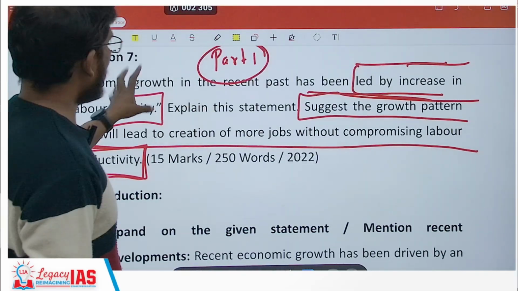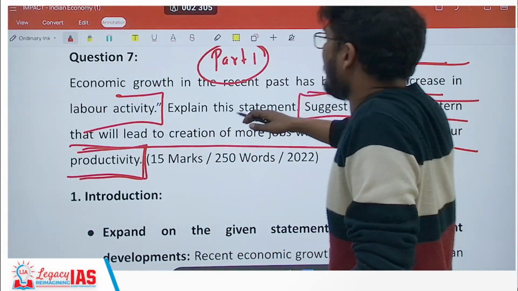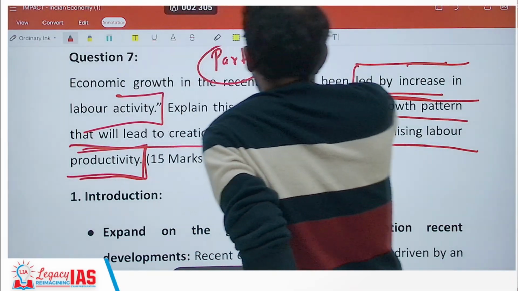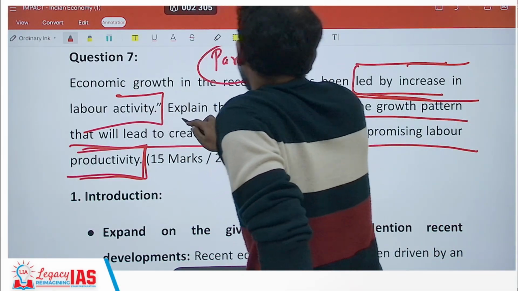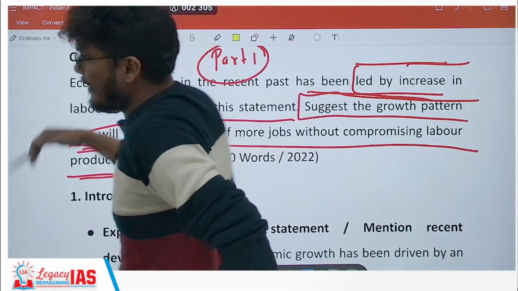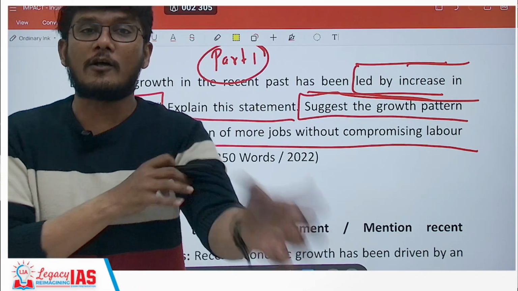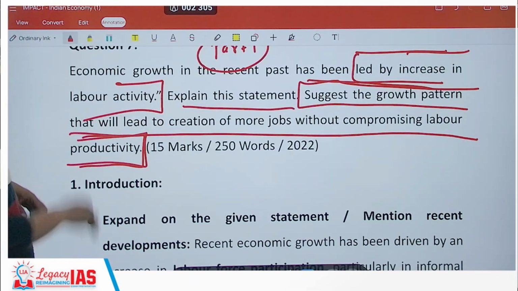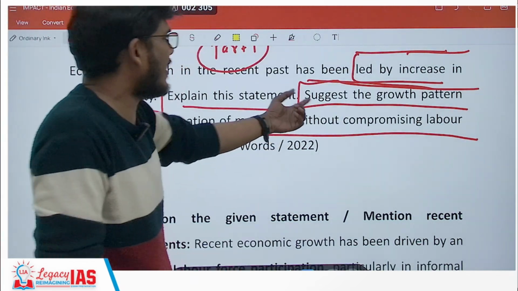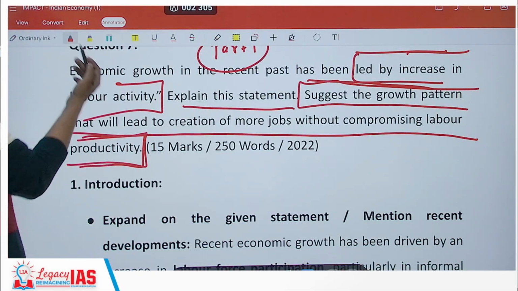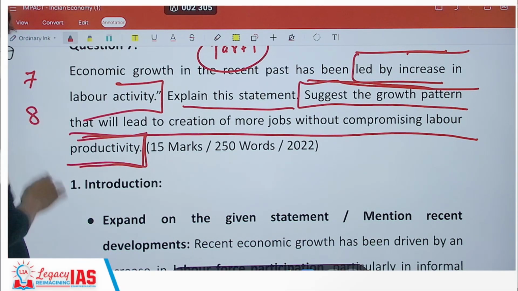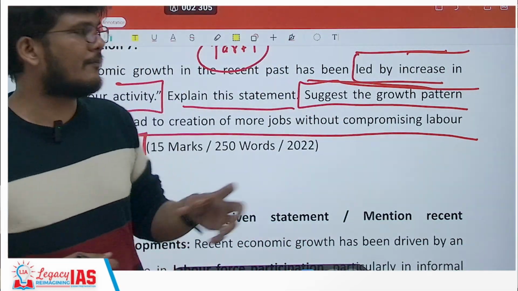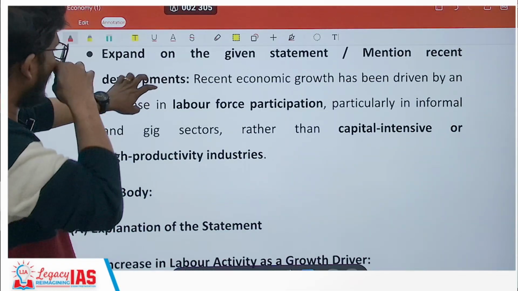Now here there are two parts. So again the question comes, out of 15 marks, what is the weightage? So if you look at this, economic growth in the recent past has been led by increase in labor activity. Explain this statement. Now this statement, to explain this also you will require a lot of analysis. So it is not just 2-3 marks. It will also be of 6, 7 or close to 7.5 marks. And then second, suggest the growth pattern. So you can probably assume that around 7 marks and 8 marks, more or less similar weightage needs to be given. So similar emphasis will be required to be given on both the parts.